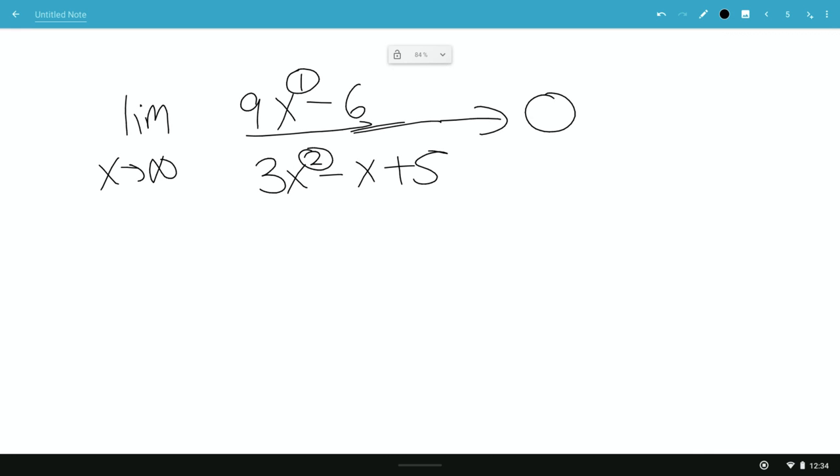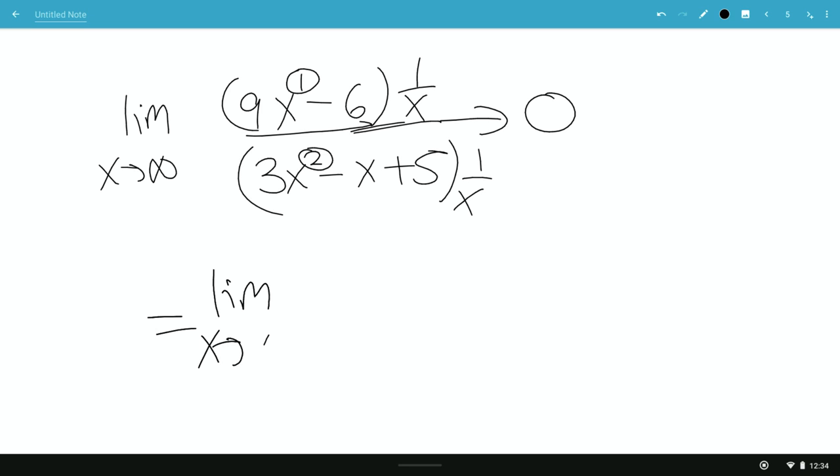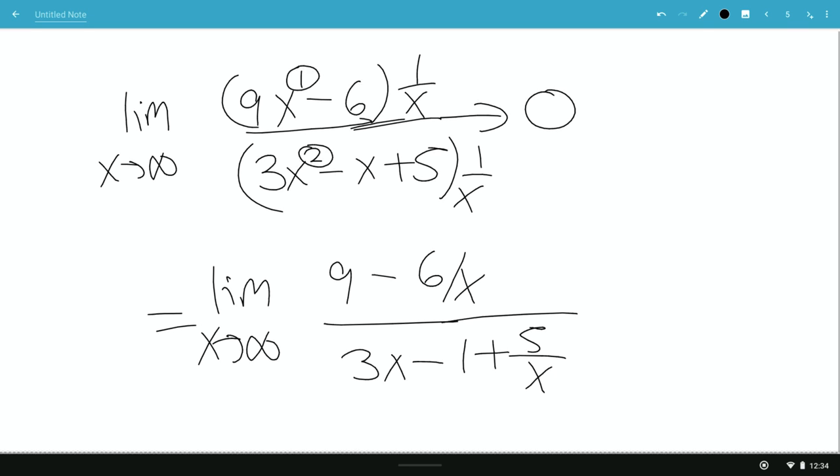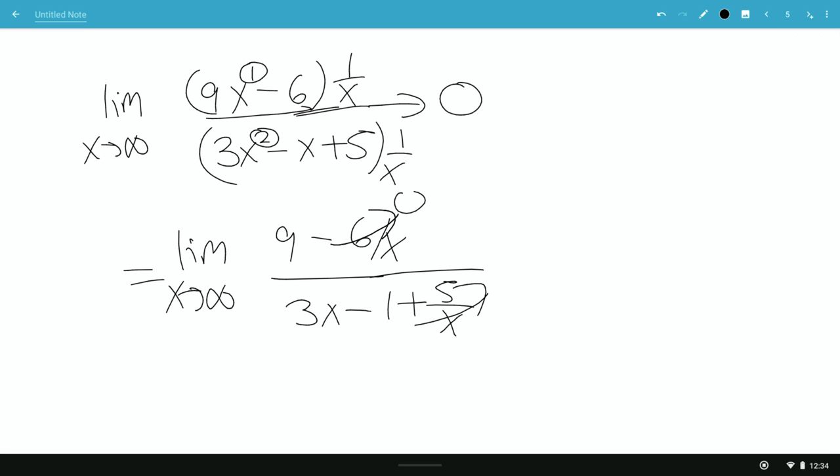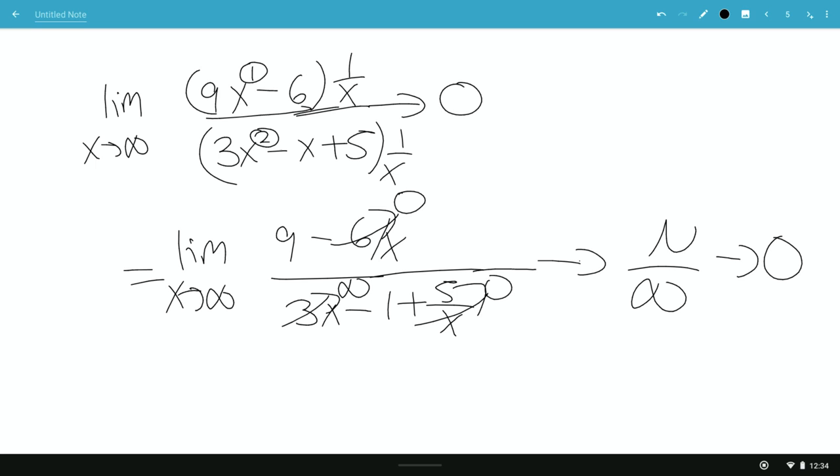The other way to say it is you can divide by x on both top and bottom, and you also get the limit as x goes to infinity of (9 minus 6 over x) divided by (3x minus 1 plus 5 over x). And the top will go to 9, but the bottom goes to infinity. And as this goes to infinity, this will go to some number over infinity, which goes to 0. So that's the same thing as this.